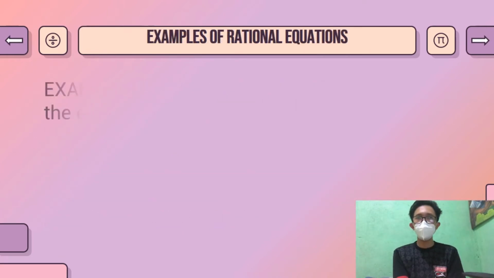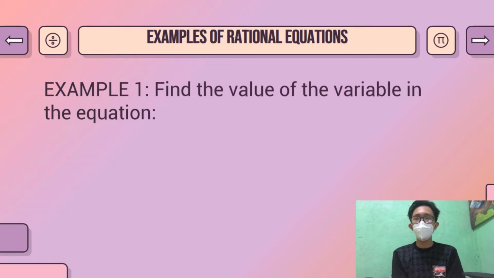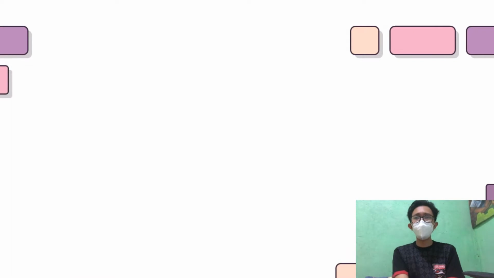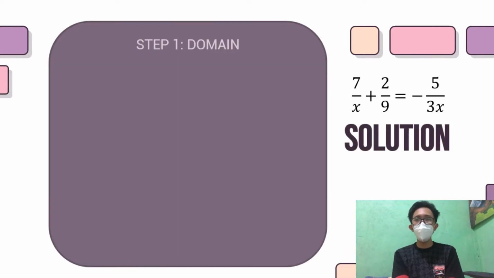So we have example number 1. Find the value of the variable in the equation 7 over x plus 2 over 9 is equal to negative 5 over 3x. So the first step is to solve for the domain of the rational equation. So tatandaan natin na ang domain is the set of all permissible values of x or the given variable. So lahat ng values ng x or ng variable na pwede doon sa equation.